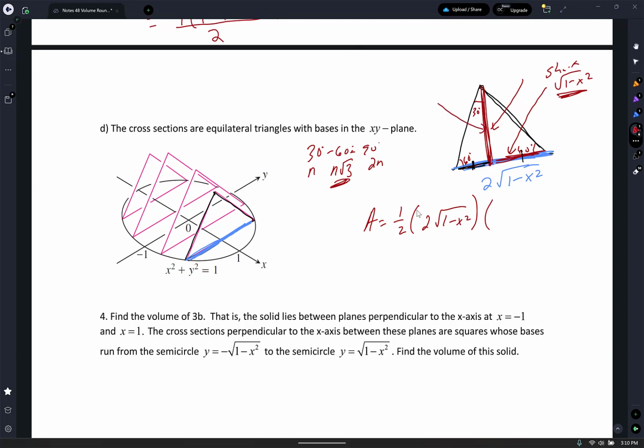I'm kind of lost. Okay. Where did I lose you? Right when we started doing the short leg. Okay, so let me explain.